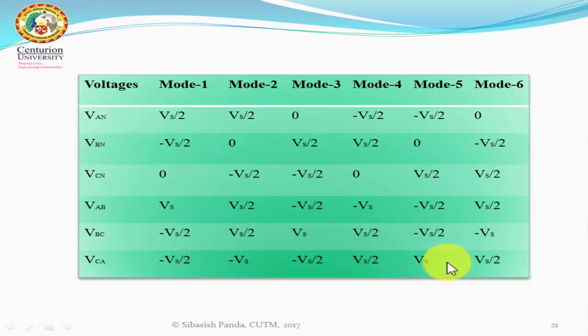So like the 180-degree mode, we will make the table. We will write AN, BN, CN, all the phase voltages together and the line voltages together. For all modes, what is the value of AN? Vs by 2, Vs by 2, 0, minus Vs by 2, minus Vs by 2, 0. It will help us to draw the waveform. So let us draw the waveform now.